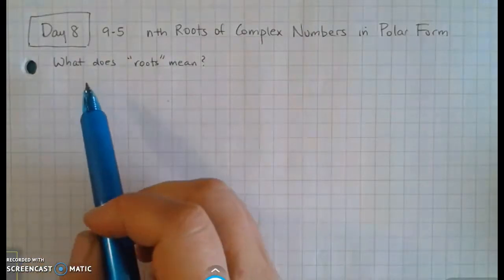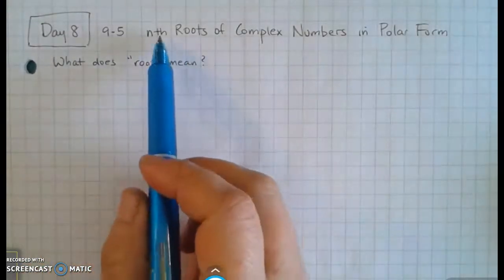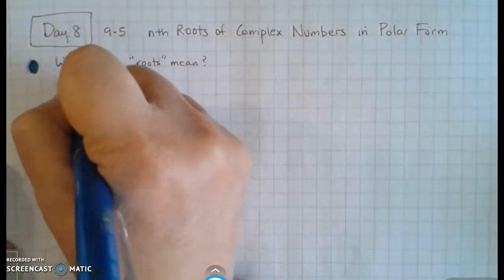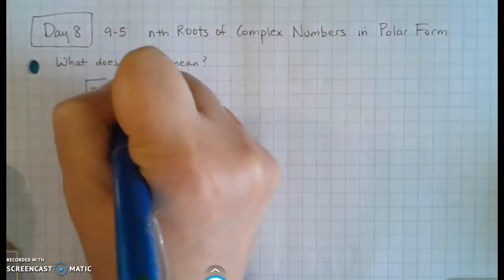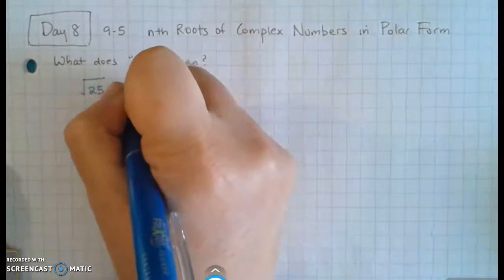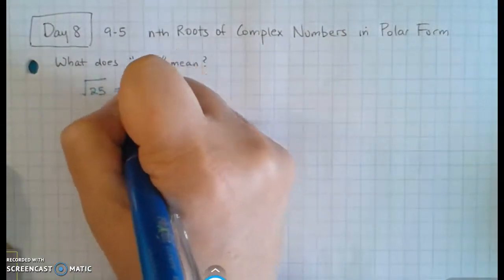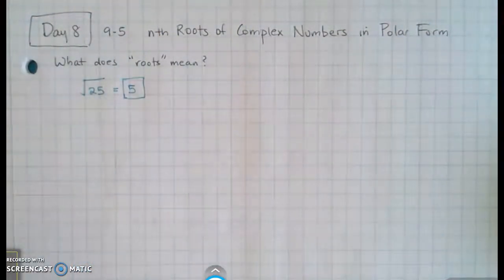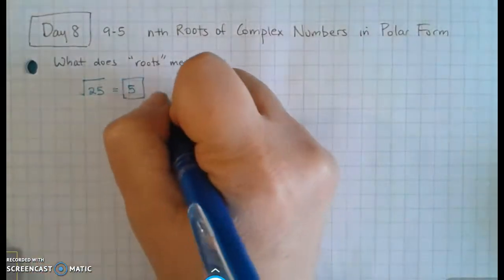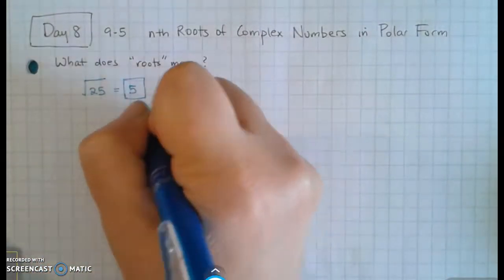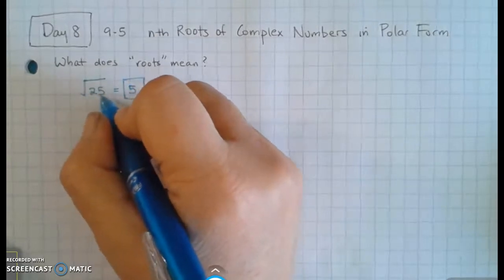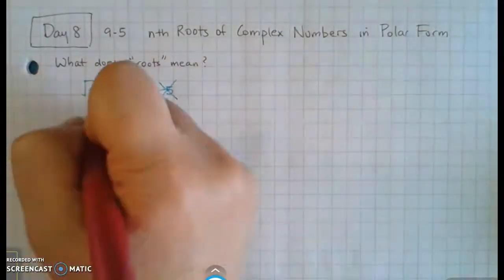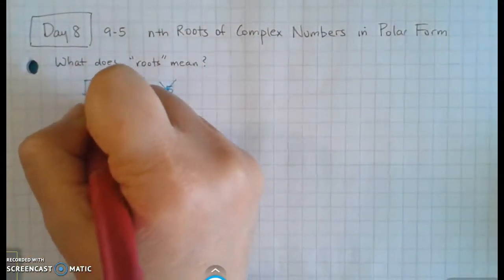Alright, so to get us started, what does roots mean when I talk about nth roots of complex numbers? Well, let's start with something that we already know. What is square root of 25? And I hope you're all telling me it is 5. Why? Because 5 times 5 is 25. So square root of 25 is 5. Now some of you might be thinking, why is this not negative 5? Because negative 5 times negative 5 is 25 as well, right? But we don't say that. Why is that? Because the radical implies the principal root only.